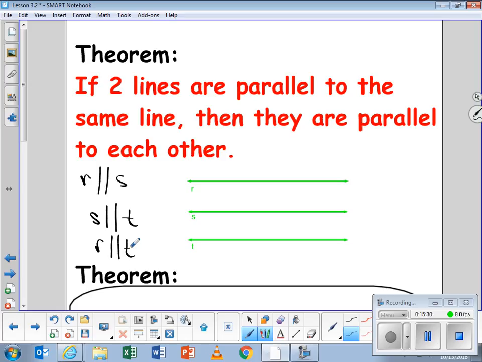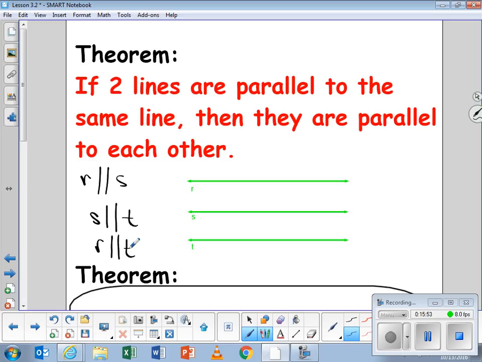And which property does this look like? Starts with a T. Transitive. Transitive property, nice job. Which law does it look like? Law of syllogism. Okay? They're all very similar.